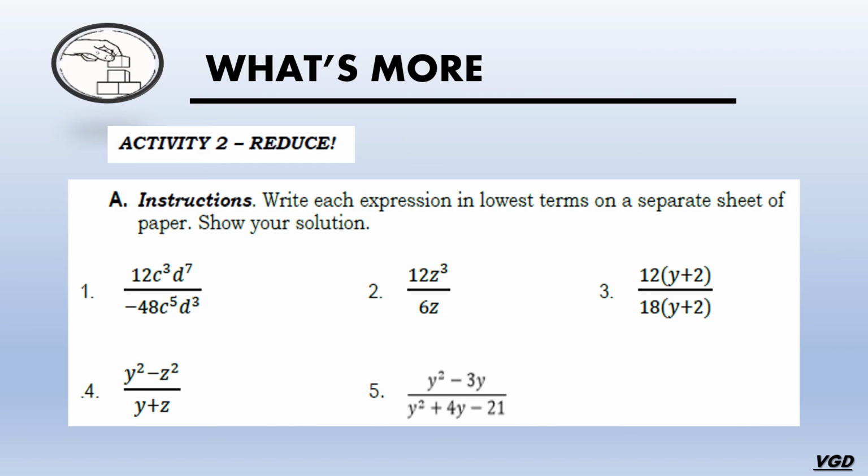We have number 3, 12 times the quantity of y plus 2 over 18 times the quantity of y plus 2. And we also have number 4, y squared minus c squared over y plus z. And number 5, y squared minus 3y over y squared plus 4y minus 21. Again, show your solution.